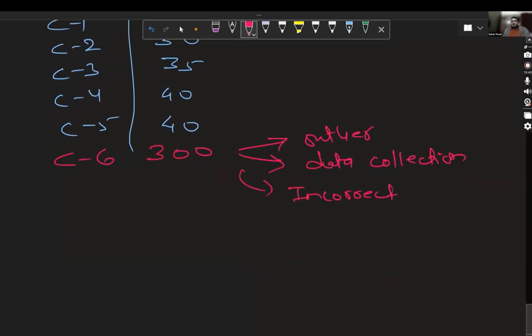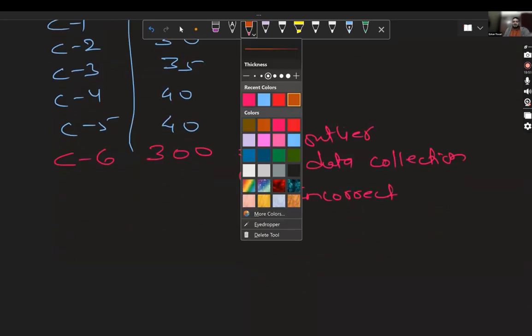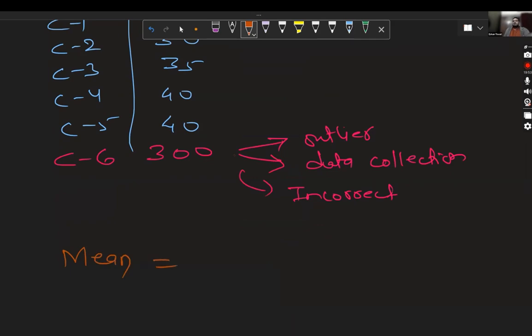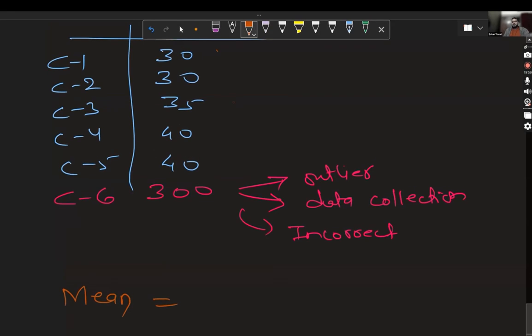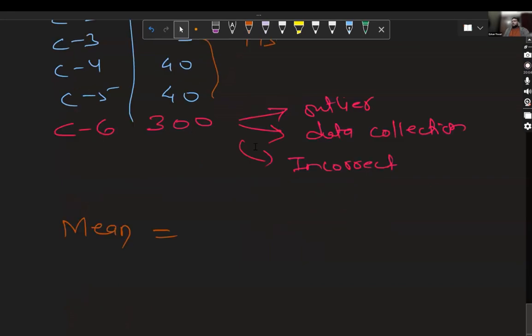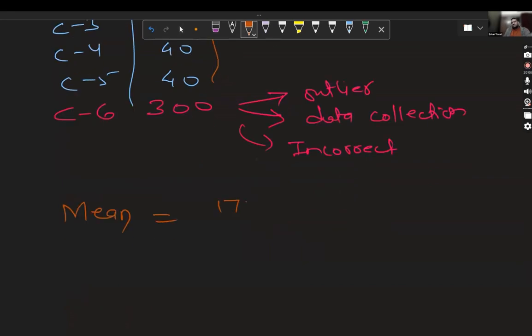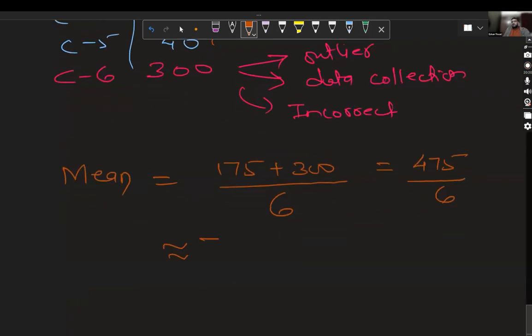Now what will happen if I calculate the mean? We know the summation till this point was 175. So now when I look into the sum of all observations, it is 175 plus 300. And now my data points are 6. Earlier I had 5. Now I got one more data point, and the value is 300. So if I add all this, it is 475 by 6. Roughly my salary would be coming as 79. This is my mean.